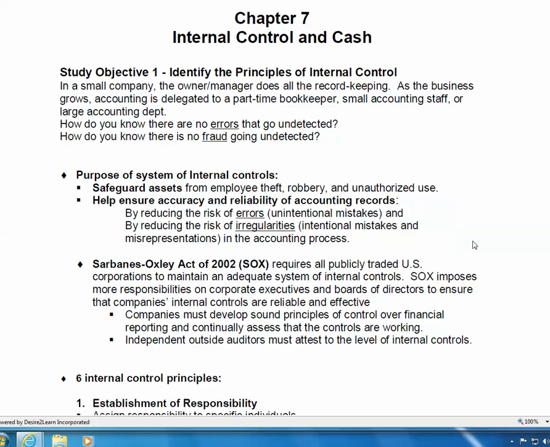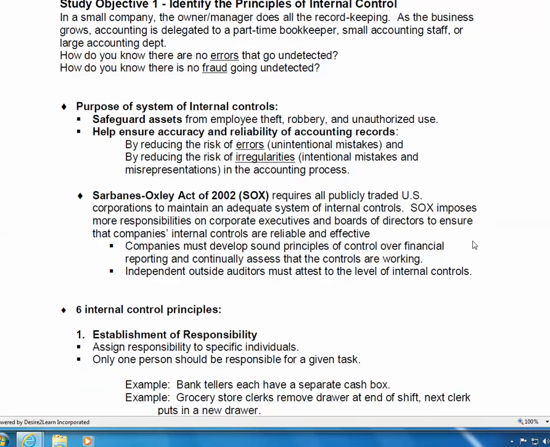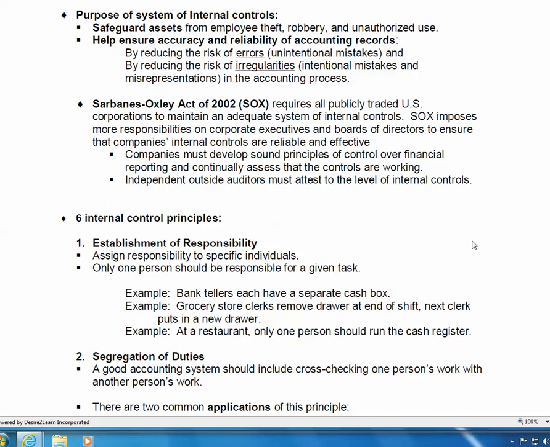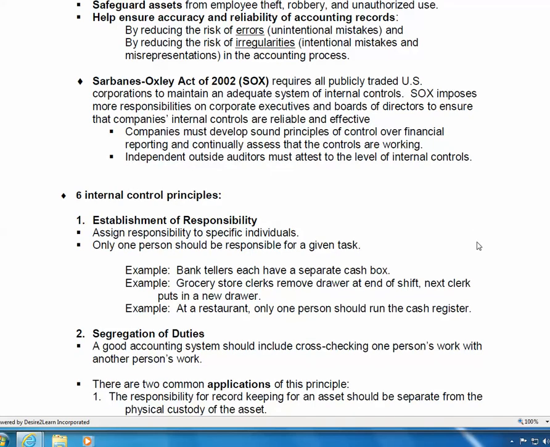In the first couple of sections of the chapter, there are 6 major internal control principles that are discussed. If you go on and take more accounting classes, if you've ever taken an auditing class, probably in your senior year, that is an entire course in internal controls. When the auditors evaluate a company's internal controls, this is the major part of an audit.